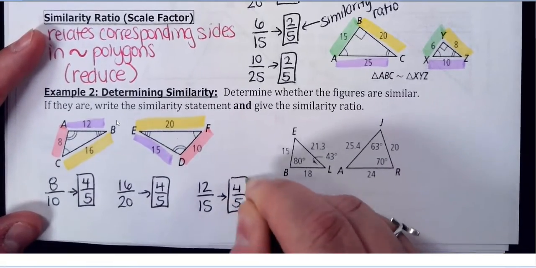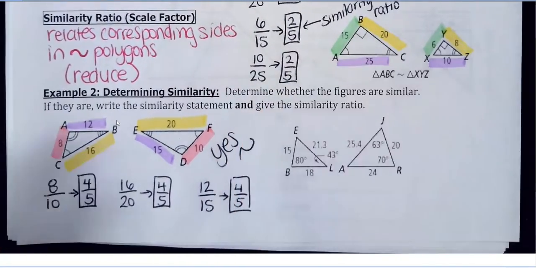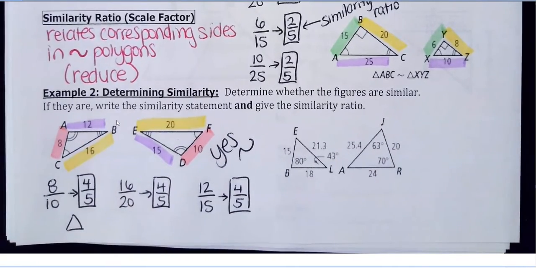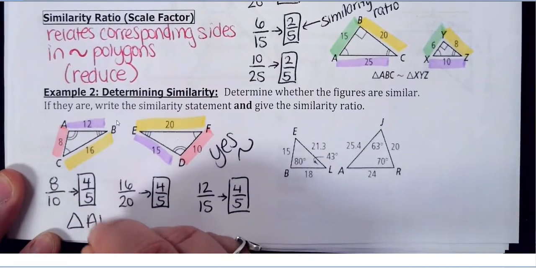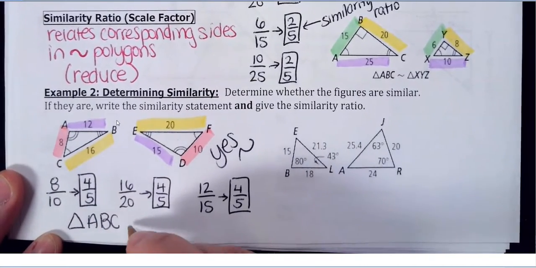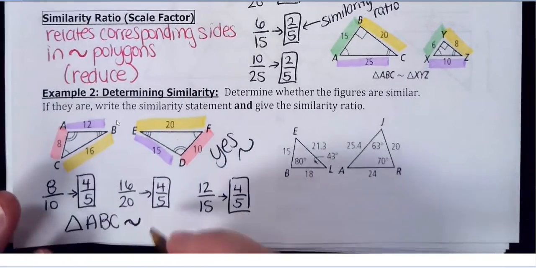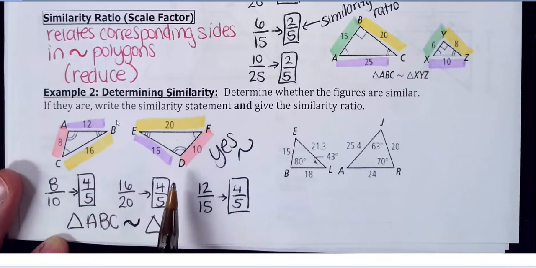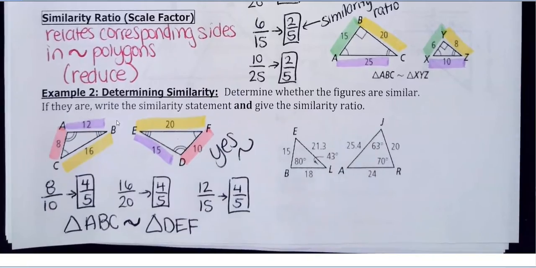Now, if they are all the same, we just showed that they all go to the same number, so those two triangles are similar. If you want to write a similarity statement, it's like a congruent statement. We're just going to match up the parts that are similar. I'll call that first triangle ABC. And then instead of a congruent symbol, you just put that similarity symbol in between. So if I call my first one ABC, I have to call my second one DEF to match up the corresponding parts. That's your similarity statement.